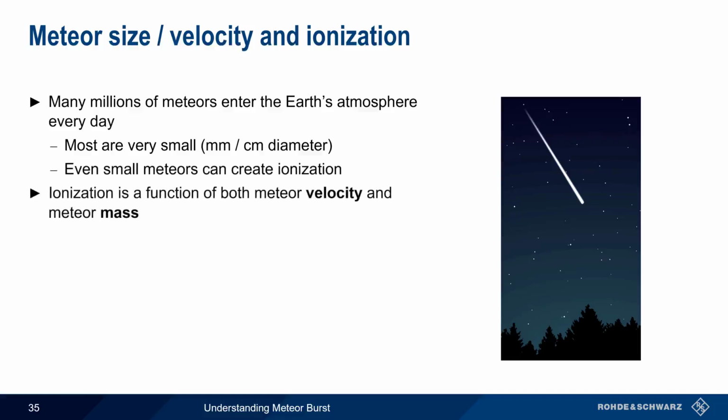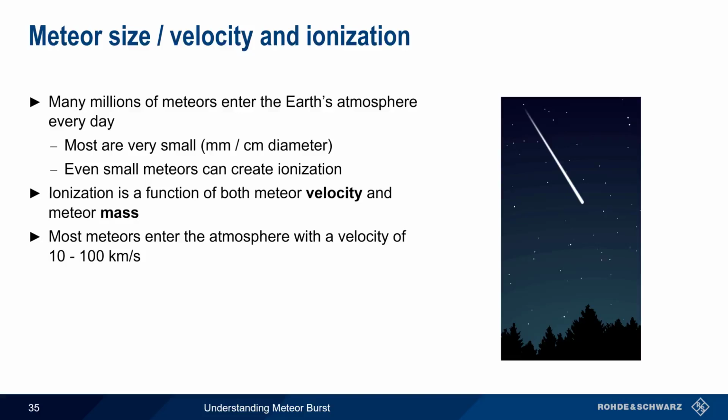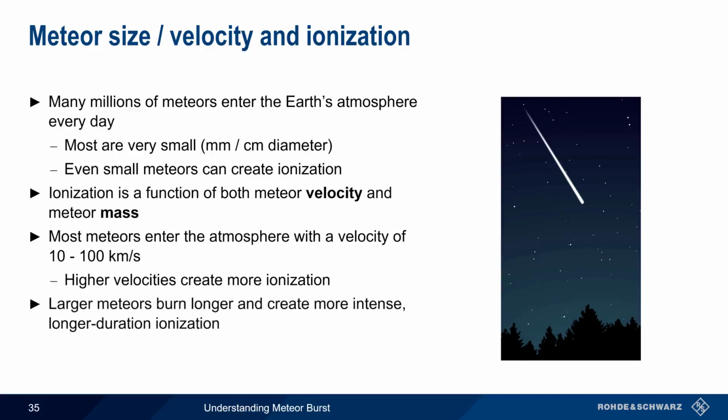The ionization created by a meteor is a function of both its velocity as well as its mass. Most meteors enter the atmosphere at very high speeds, typically 10 to 100 kilometers per second, and higher speed meteors create higher ionization. We'll come back to this again in a few minutes. Larger meteors burn for longer periods of time, and thus create more intense, longer duration ionization.